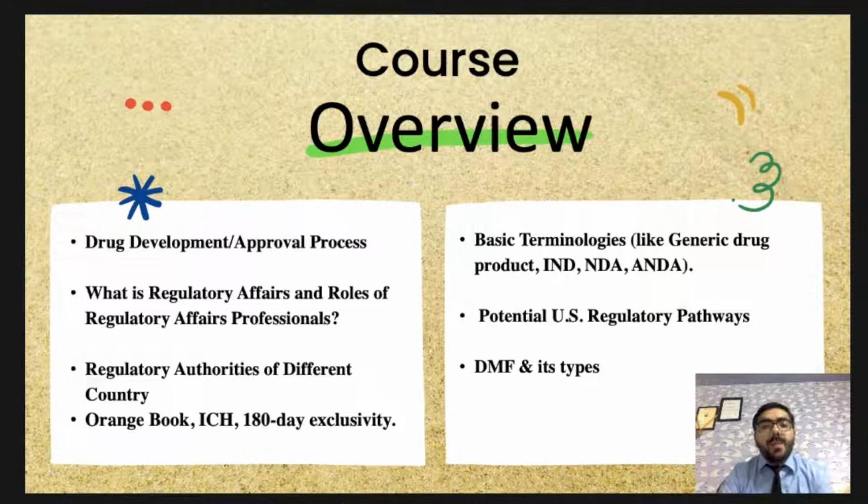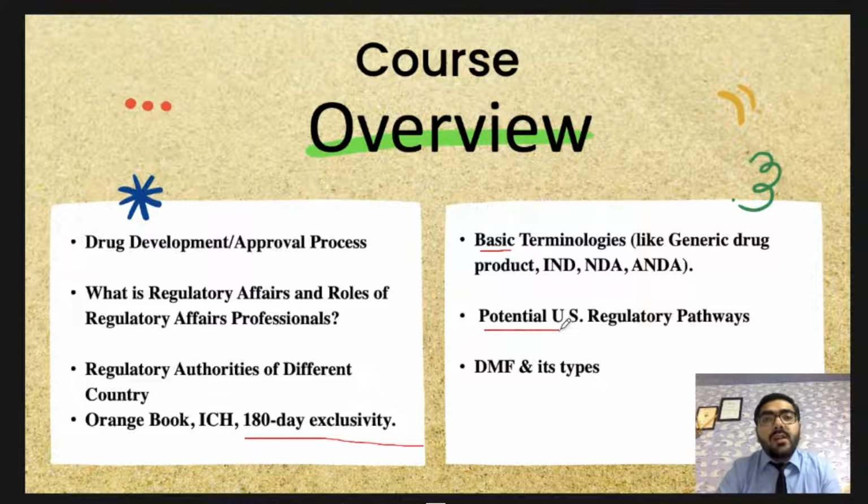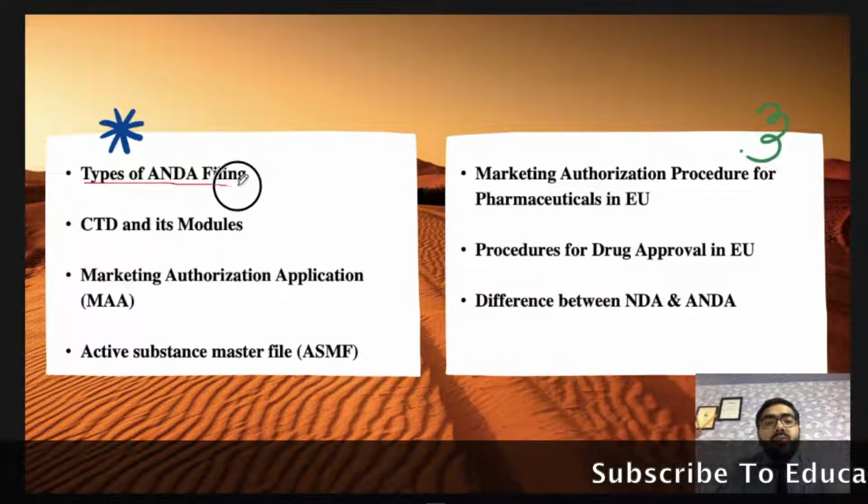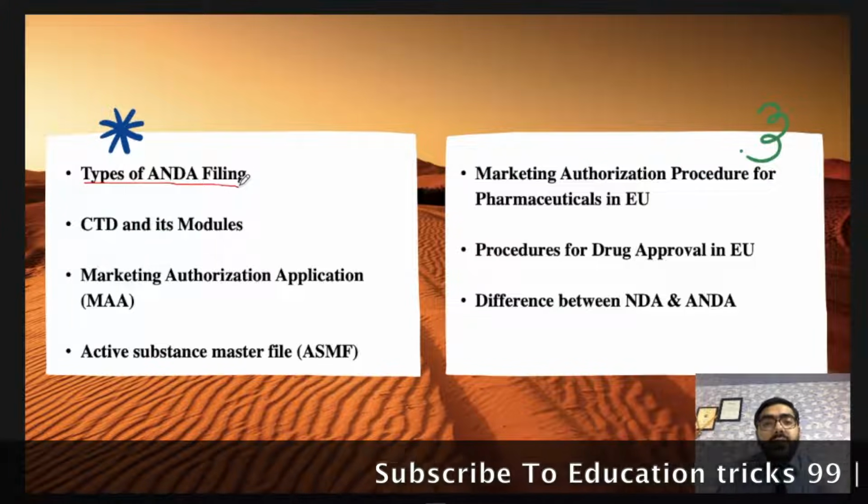So we will learn one by one, and we will discuss the Orange Book. What is the Orange Book? What is ICH? And what is 180-day exclusivity? Okay, then we will learn basic terminologies like generic drug product, IND, NDA, ANDA, and then there will be potential US regulatory pathways, like what are the different potential US regulatory pathways. And then there will be the DMF and its types. And then we will learn top types of ANDA filing, like what are the different types of ANDA filing.